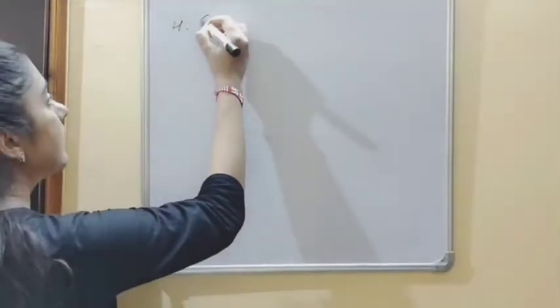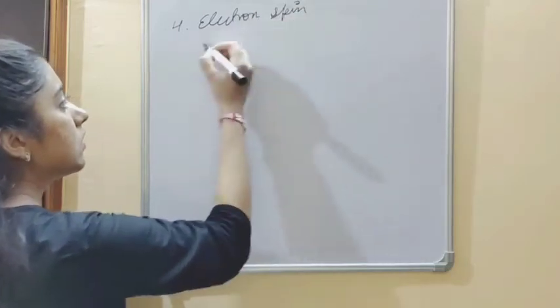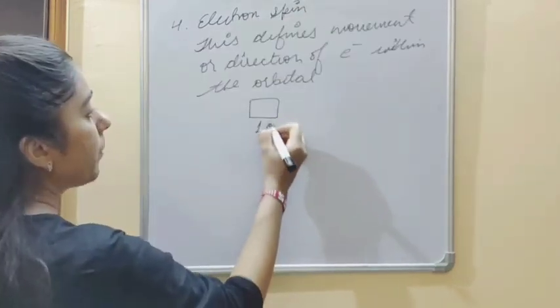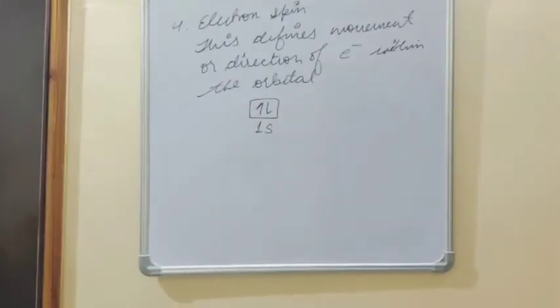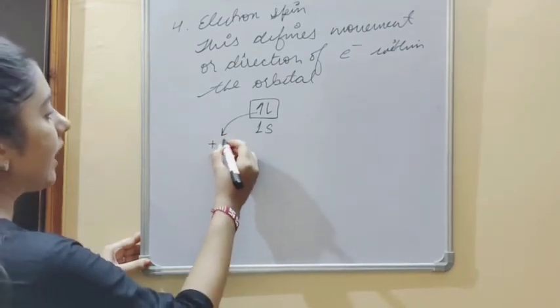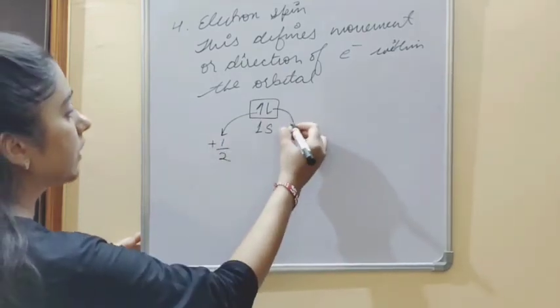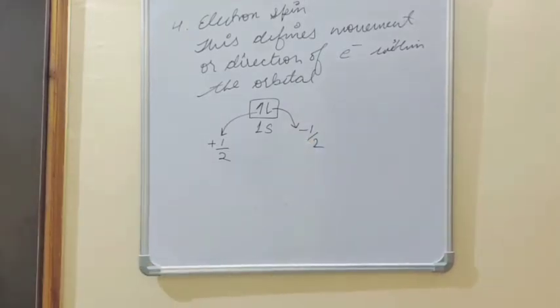Okay, the fourth one is the electron spin. In this 1s orbital there are 2 electrons. The first electron is in the upward movement and the second electron is in the downward movement. The upward movement electron has a plus half value, and for the downward movement we have a minus half value. Each orbital contains 2 electrons maximally.